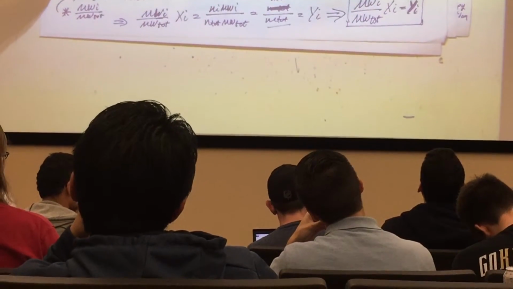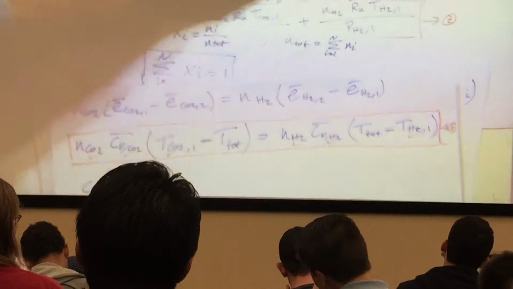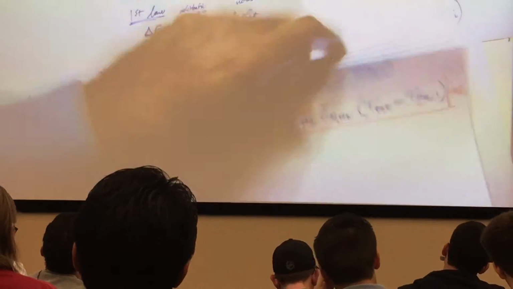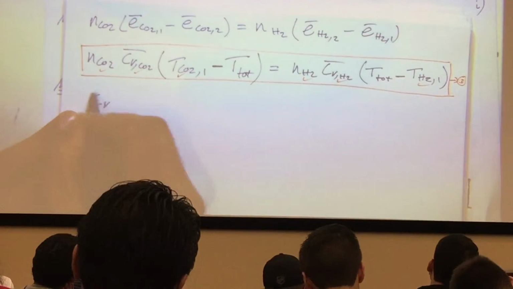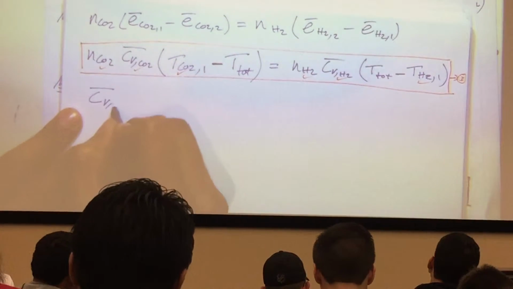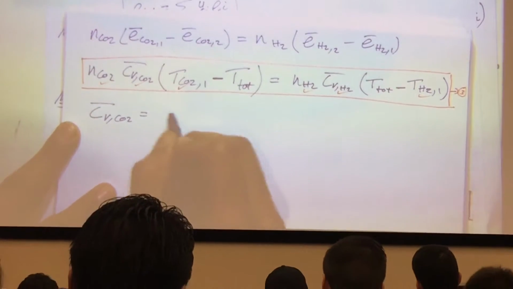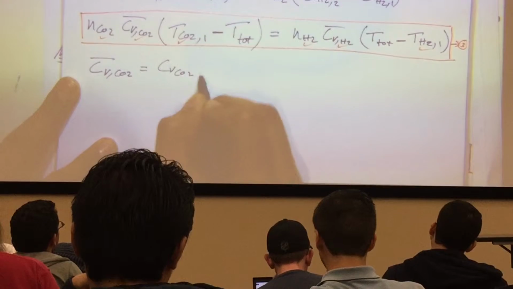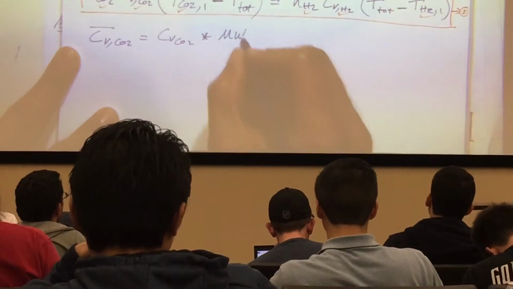Multiplied by the mole. Where is the conversion? Right here. So I can simply convert it by saying CV of that mole, or based on kilomoles, for CO2 is equal to CV CO2 multiplied by the molar mass of CO2.